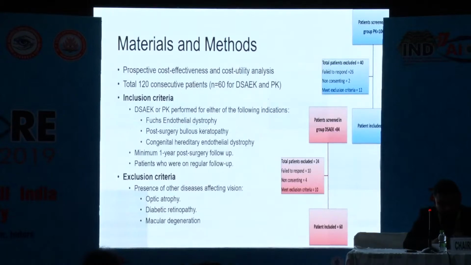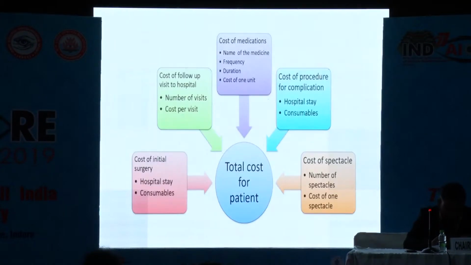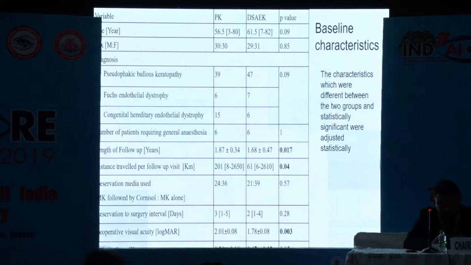Consecutive 120 patients were selected, 60 in each group, who met the inclusion criteria and were not fulfilling the exclusion criteria. The effect was measured in terms of visual acuity in logMAR units, and the total cost incurred by the patient was captured under the following headings: the cost of initial surgery, cost of visits to hospital for follow-up, cost of treatment in the form of medicines, the cost for any procedure incurred for any complication, and the cost of refractive rehabilitation.